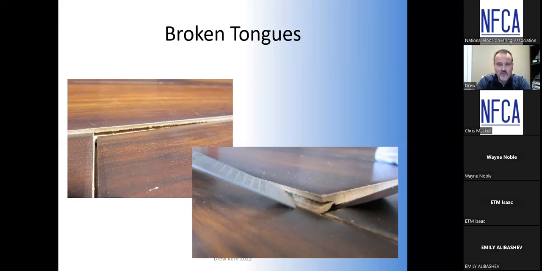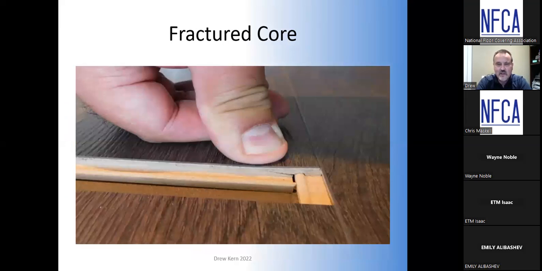But if you have the opportunity to dissect the floor, I didn't even pull this apart, it was already apart, we can see the fracture or the broken tongue. Why did the tongue break? Uneven subfloor, doubled up in a pad, manipulated or damaged by the installer. These are all things that have to get looked into in the investigation. Here's another example of a fractured core. Right at the joint, that could be causing a squeak, that could be causing issues.